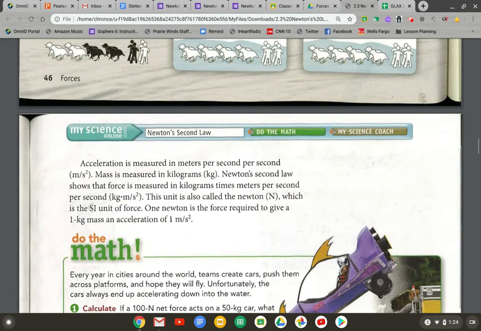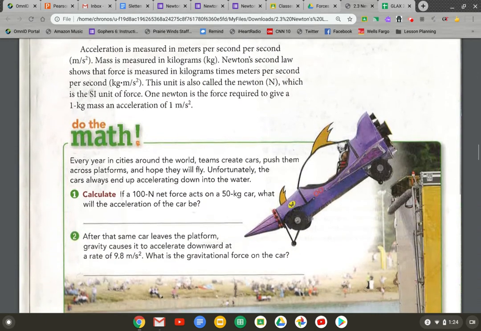Let's move on to page 47. It says acceleration is measured in meters per second, or as we've talked about before, meters per second squared. Mass is measured in kilograms, kg.